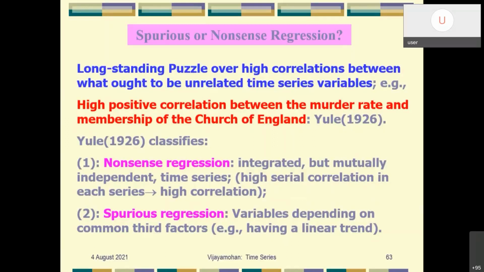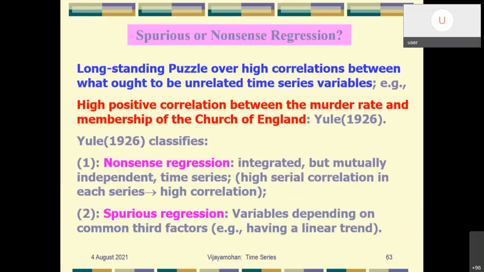So, what Granger and Newbold called a spurious regression is actually a nonsense regression in the language of Yule, because the so-called spurious regression of Granger and Newbold is obtained out of integrated time series, because of very high serial correlation among the residuals.